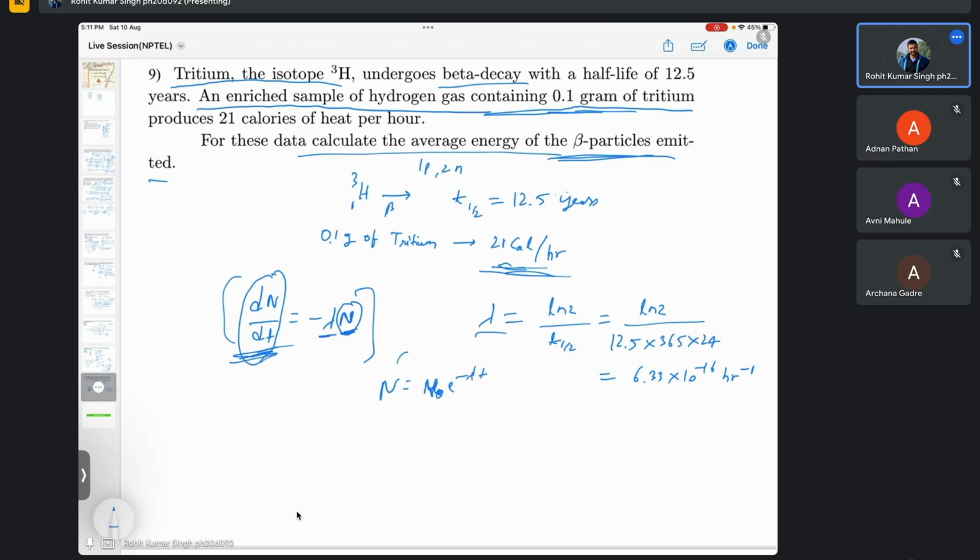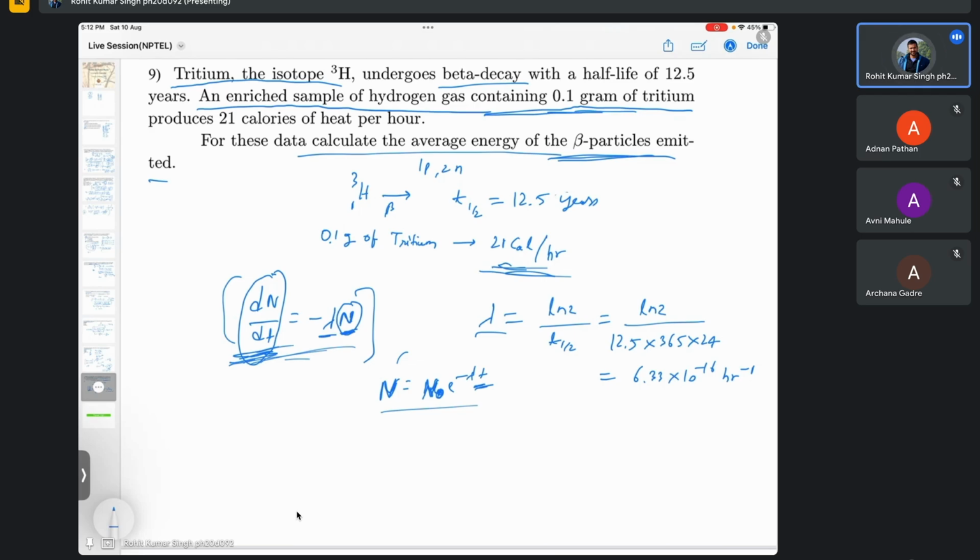Yeah, obviously it comes from here, so we can use this. But the thing is, I think N naught we can get if we have the grams of tritium and the molecular mass. But it is redundant, right? You want to know the rate, but it comes as a function of time, and we don't have time.